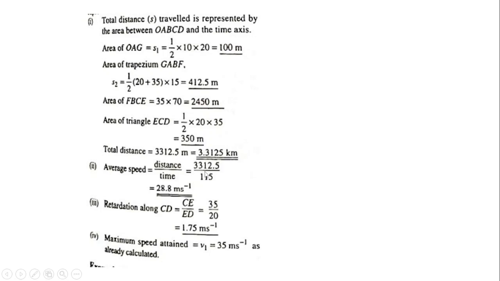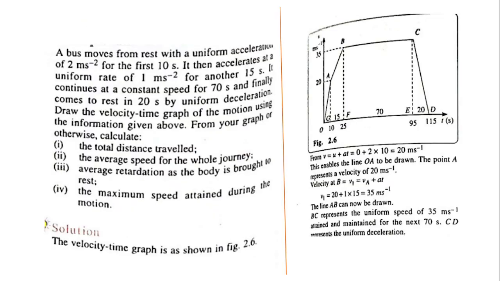Then the maximum speed attained during the motion. What's the maximum speed? You need to understand that. That's the velocity, and based on what we have here, the maximum speed attained is 35. There is no velocity higher than 35. So that's 35 meters per second as already calculated.